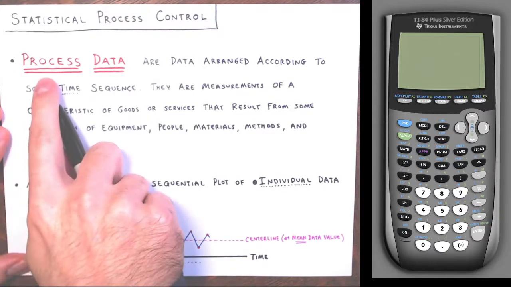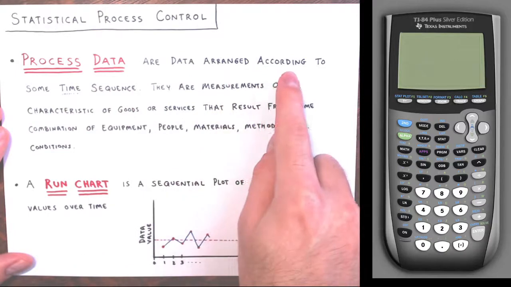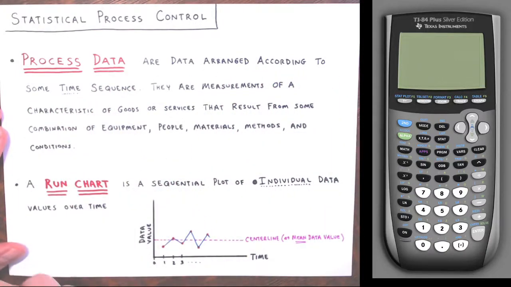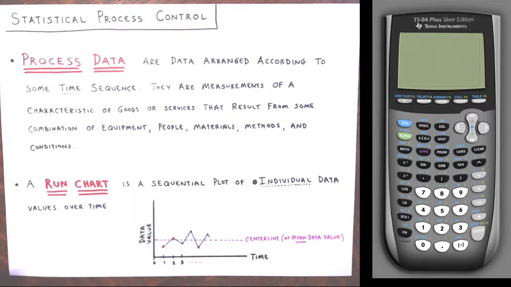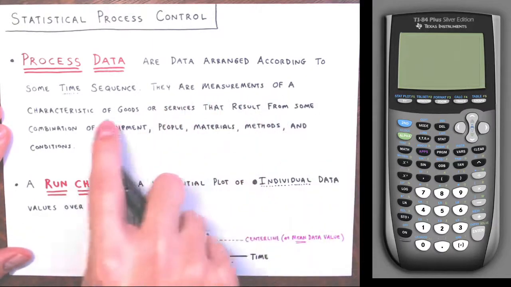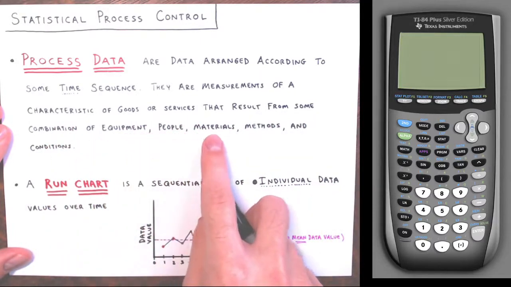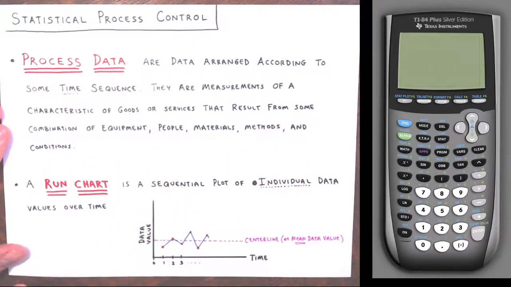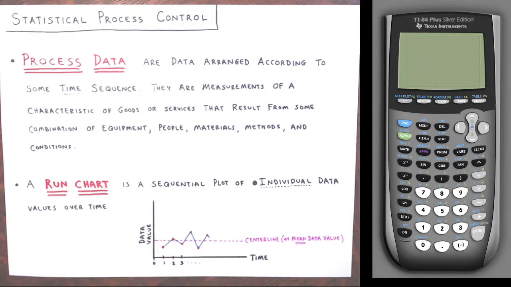So the first definition I have here is process data. Process data are data arranged according to some time sequence. Like I mentioned, we're going to be recording data generated from a certain process over time. They are measurements of a characteristic of goods or services that result from some combination of equipment, people, materials, methods, and conditions. So we're going to be measuring a certain characteristic of manufactured goods or a service that we're performing over a length of time.